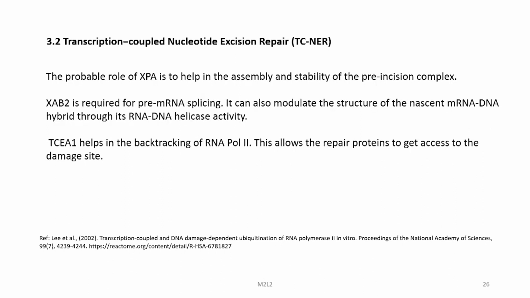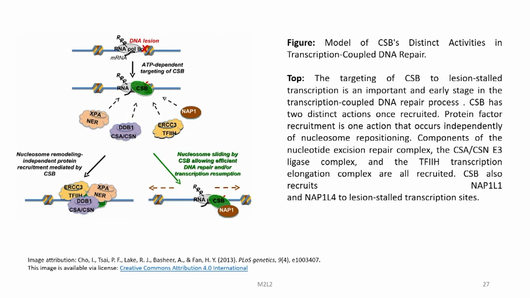The probable role of XPA is to help in the assembly and stability of the pre-incision complex. XAB2 is required for pre-mRNA splicing and also modulates the structure of the nascent mRNA-DNA hybrid through its RNA-DNA helicase activity. TCEA1 helps in the backtracking of RNA Pol II. This allows the repair proteins to get access to the damaged site.